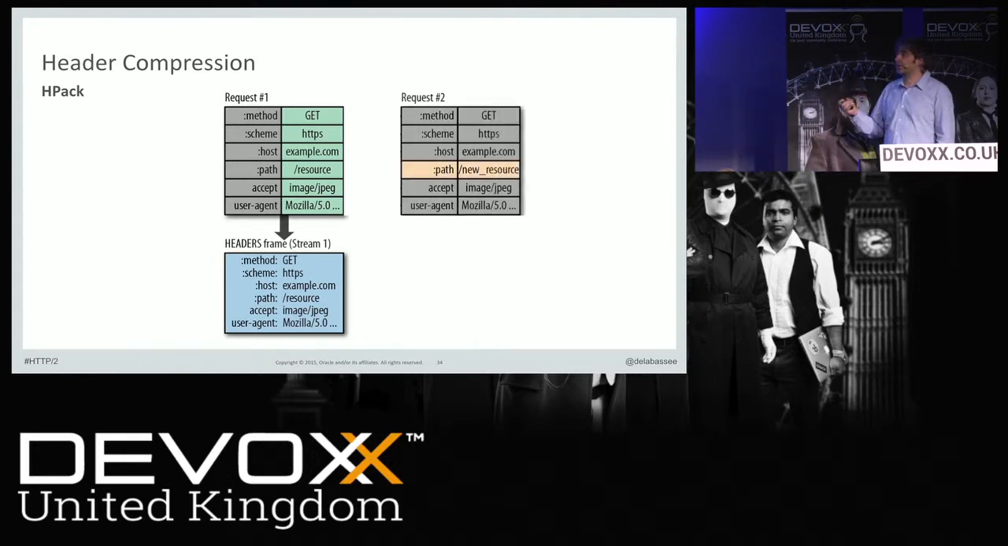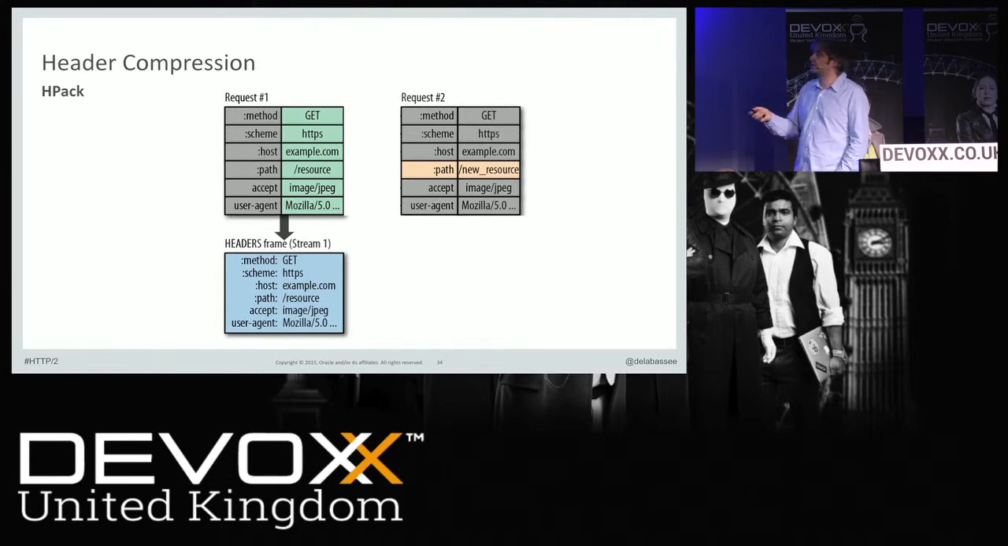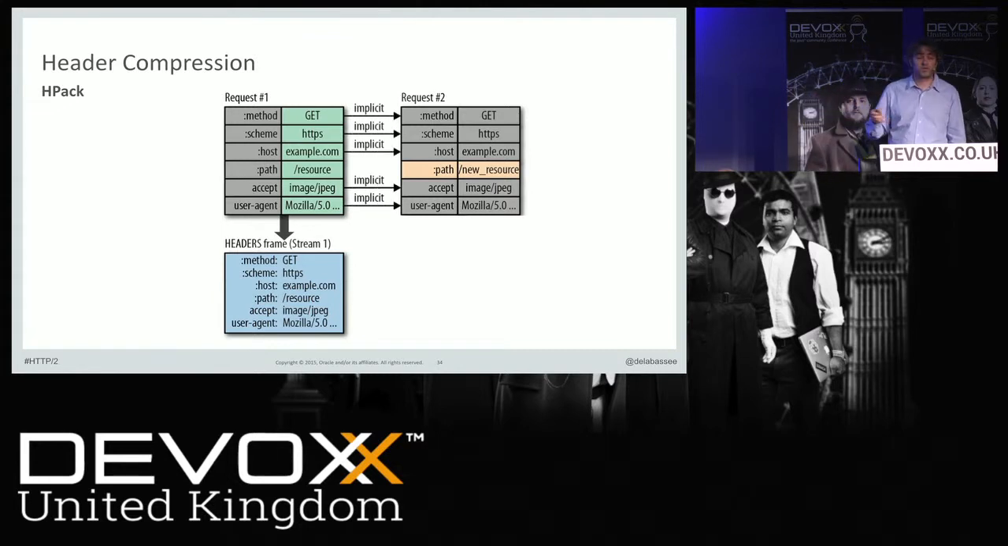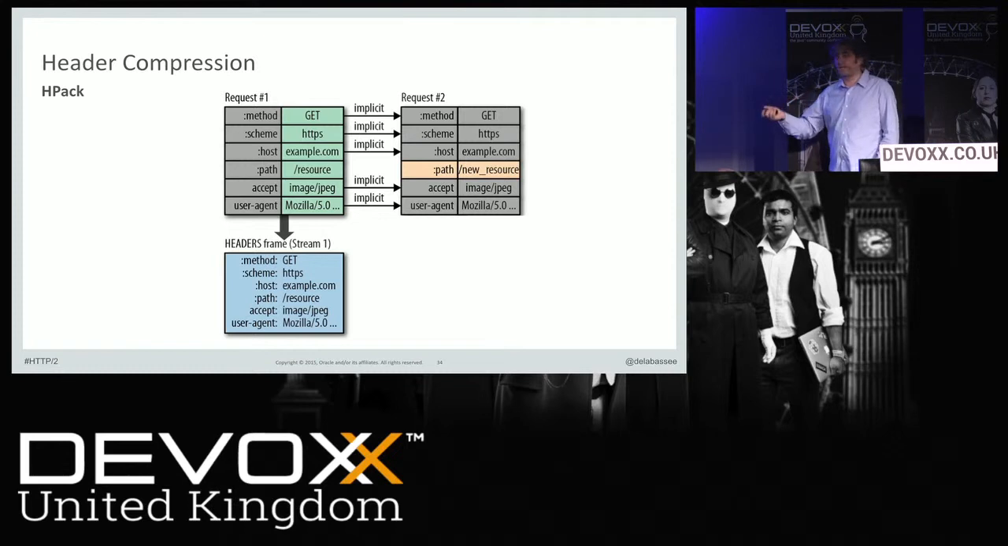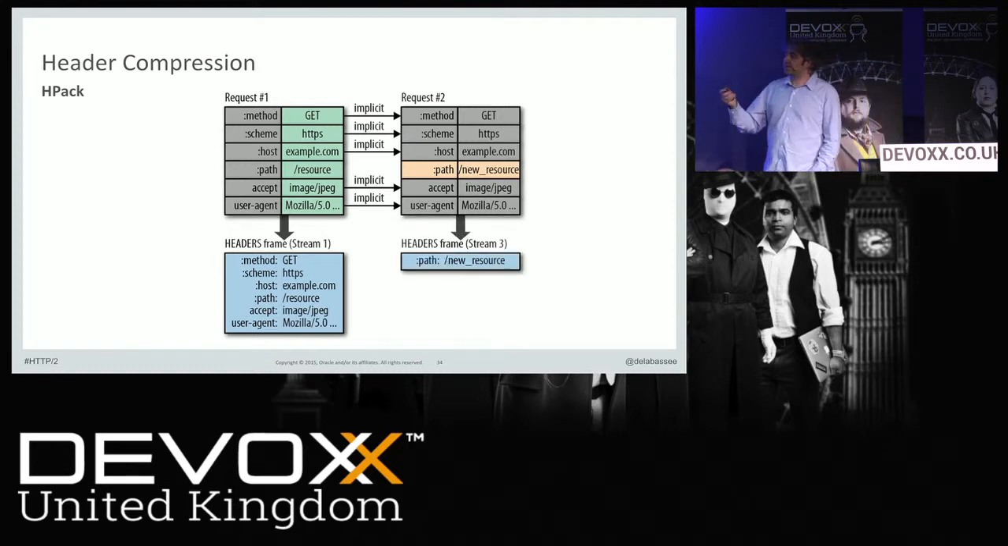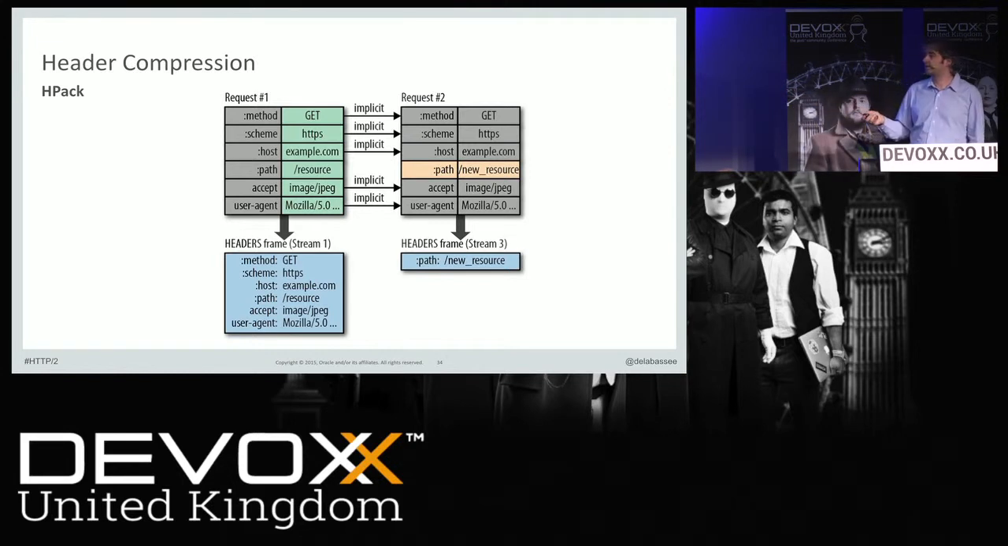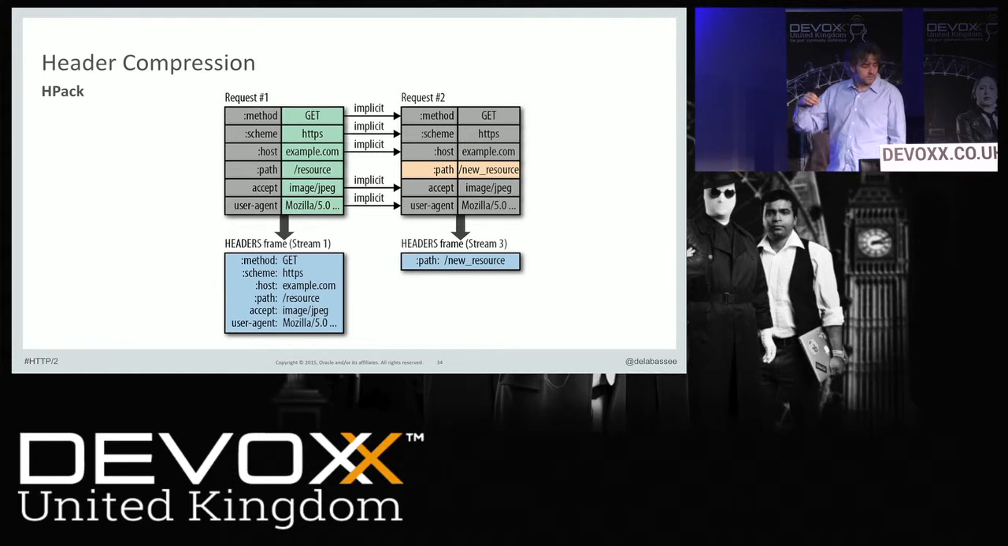Then I do a second request. I'm asking for another picture, which is located at new resources instead of resources. So clearly, most of the HTTP headers haven't changed. So we don't need to send them again and again. So what will be sent? The client, the browser, will send a new headers frame with just that HTTP header. And not only that, we are not sending the information directly. We are sending, in fact, indexes to reduce the size.